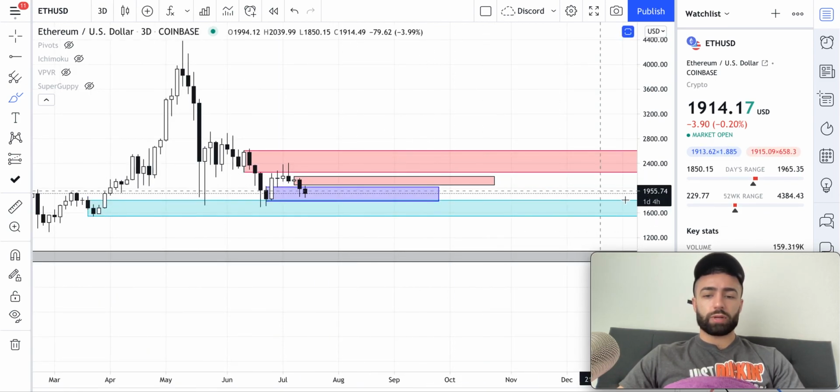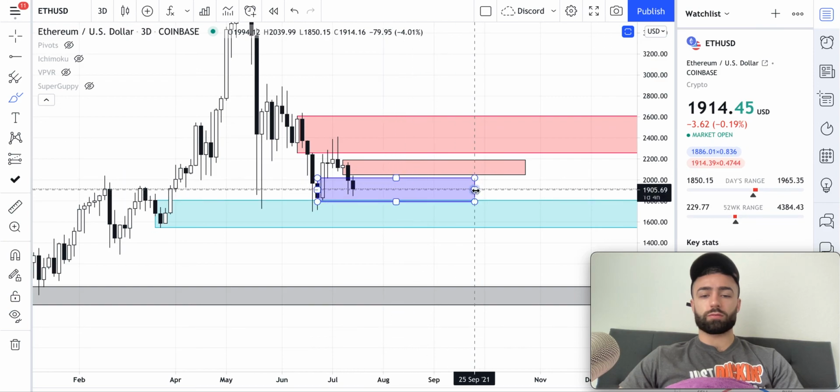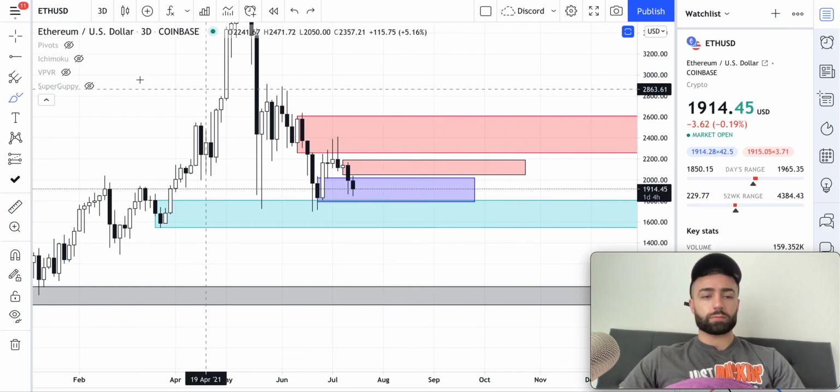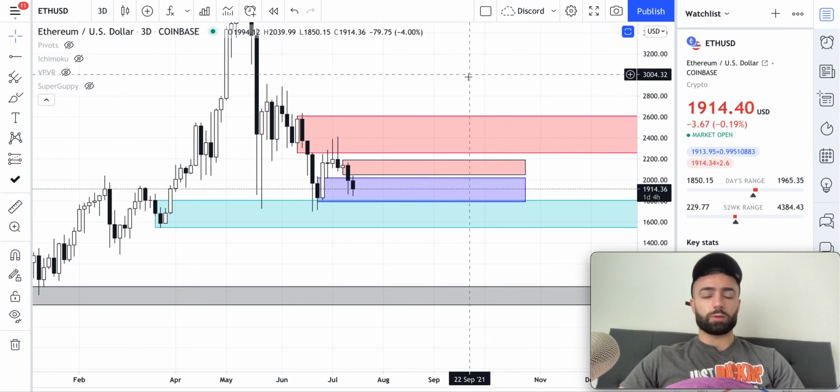Let's look at this from a 3-day perspective. If we look at this from a 3-day, ignore these levels for the moment. Sorry, I'm still on my draw tool. Ignore these two levels for a moment. We'll talk about those in a second.